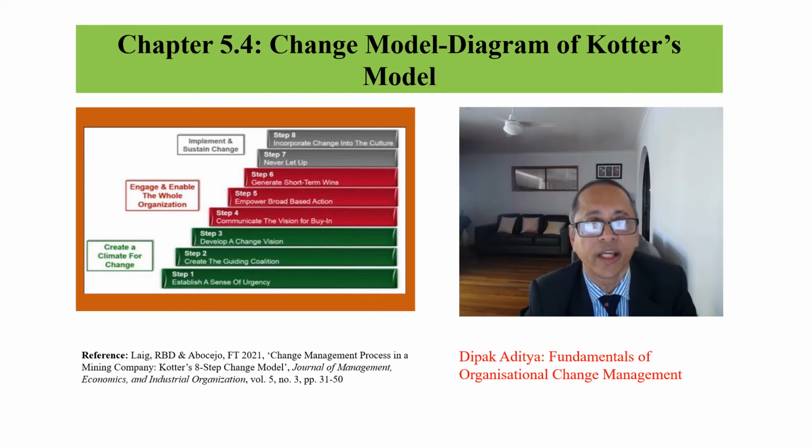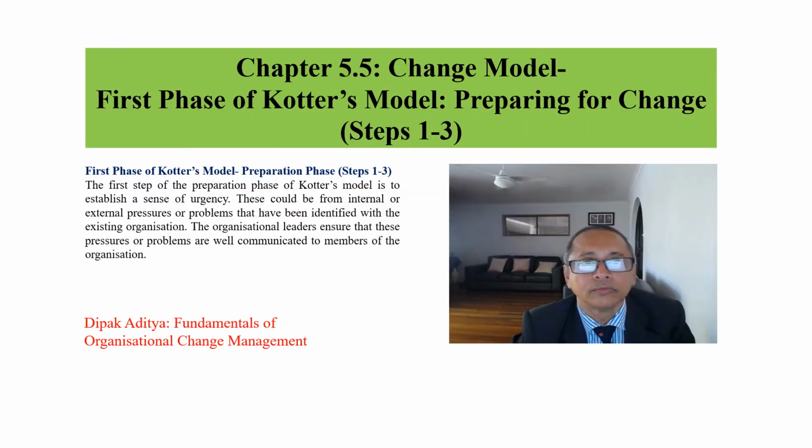Kotter's model has 8 steps. The first 3 are related to creating urgency. The next 3 are for engaging and enabling the organization, and the last 2 are related to sustaining and anchoring the change in the organization. The first 3 steps, as mentioned before, are the preparation phase. The top management ensures that the change problem is well communicated to the members of the organization.